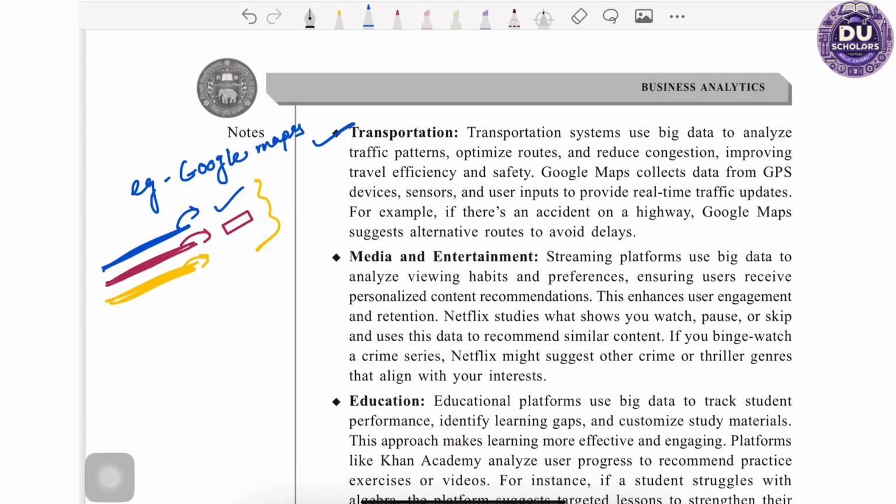So here's the example given. Google Maps collects data from GPS devices, sensors, and user input to provide real-time traffic updates. If there is an accident on the highway, it suggests a route to avoid delays. I gave you the example, right?